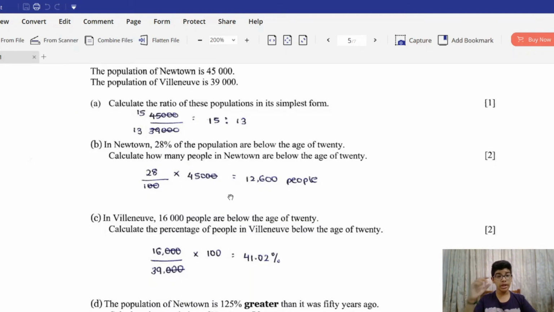Part B. In Newtown, 28% of the population are below the age of 20. Calculate how many people in Newtown are below the age of 20. So it's quite direct. Just take 28 over 100 multiplied by 45,000. And we should get 12,600 people.